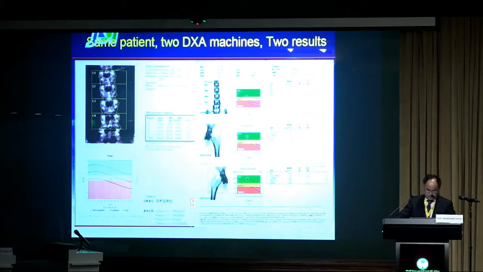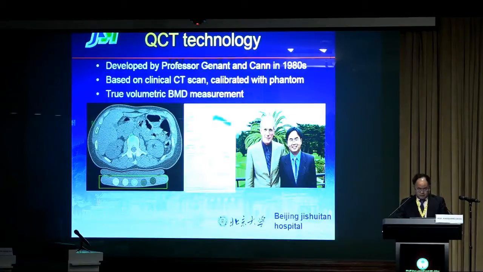It is scanned with Hologic, and later it's scanned with a GE machine and has 2 results, and one says it's okay, another machine says she has osteoporosis. The problem is simply they use different reference databases, and we try to standardize it. It is not easy. And the QCT technology actually is really good.